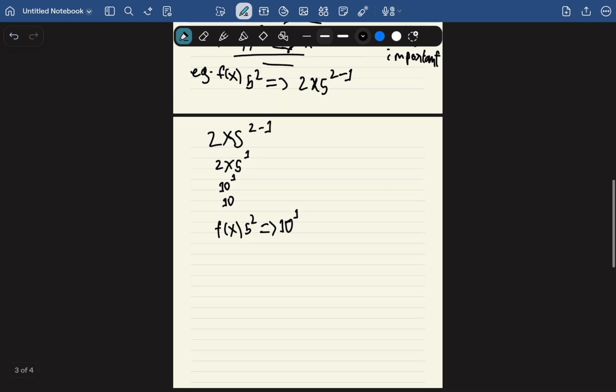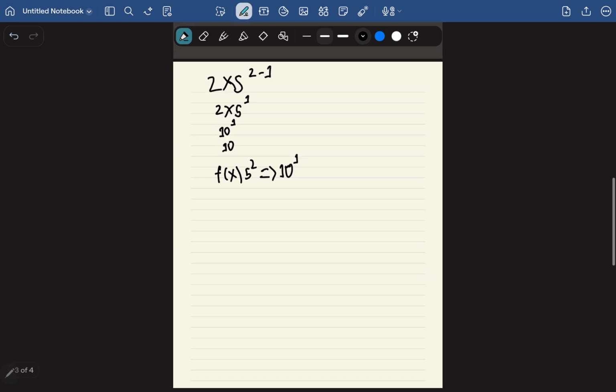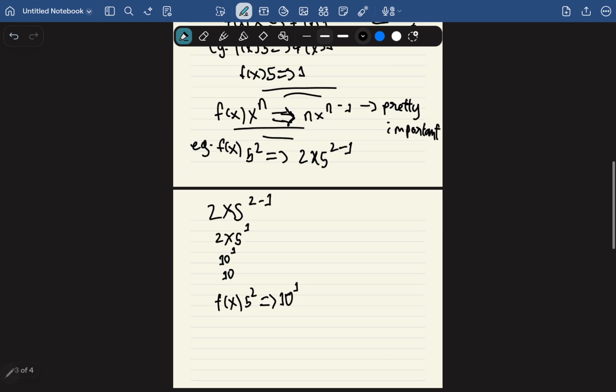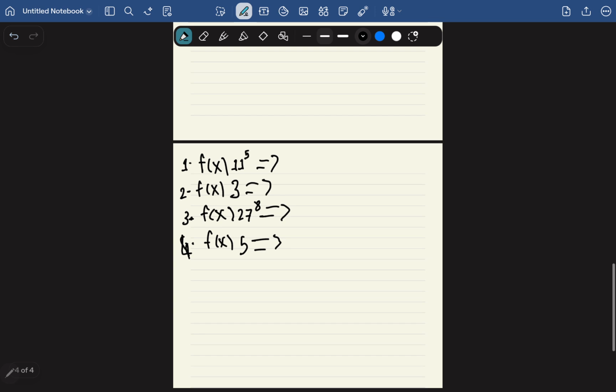Okay, first we have f of x equals 11 to the power of 5. What does this equal? We already learned it mostly here. The formula for f of x equals x to the power of n is n times x to the power of n minus 1. I said it really weirdly, but who cares.